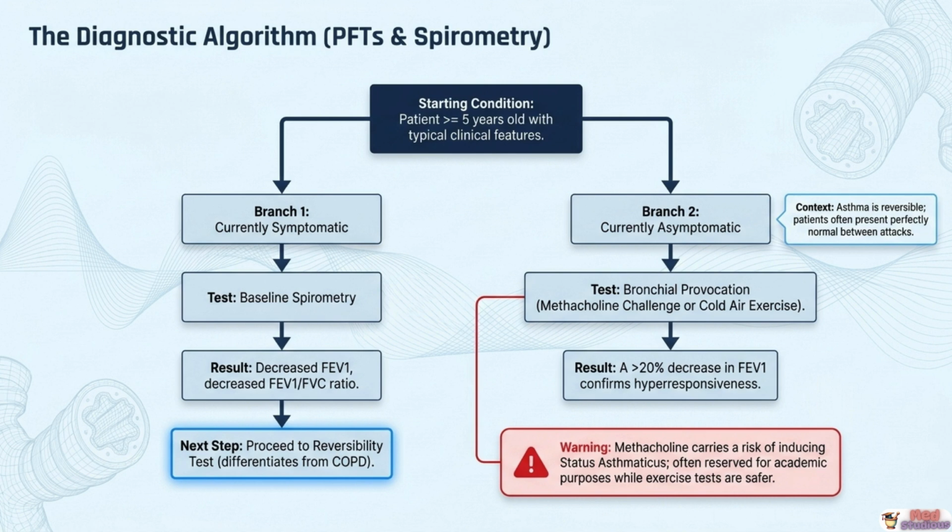Now, for patients who are currently asymptomatic, and remember, this is common because asthma is reversible and patients can appear completely normal between attacks, you need to provoke the airway. This is done via a bronchial provocation test using methacholine or cold air exercise. A greater than 20% decrease in FEV1 following provocation confirms bronchial hyperresponsiveness and essentially diagnoses asthma. One critical warning: methacholine carries the risk of triggering status asthmaticus, so it is typically reserved for academic settings, while exercise-based challenge tests are considered safer in clinical practice.